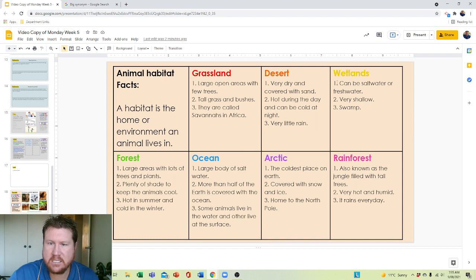And then you got the desert, very dry and covered in sand, hot during the day. You got the wetlands, which can be salt water or fresh water. It's wherever it's wet. It's very shallow, and it's swamp-like, has a damp smell. Forest is large areas with lots of trees and plants, plenty of shade.